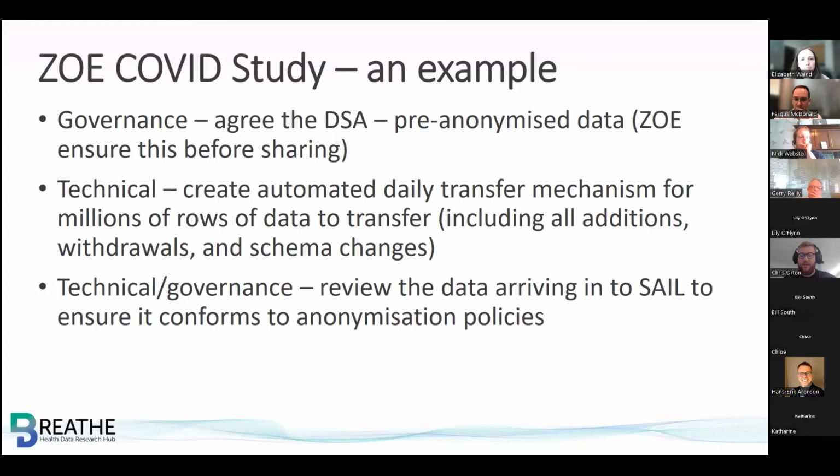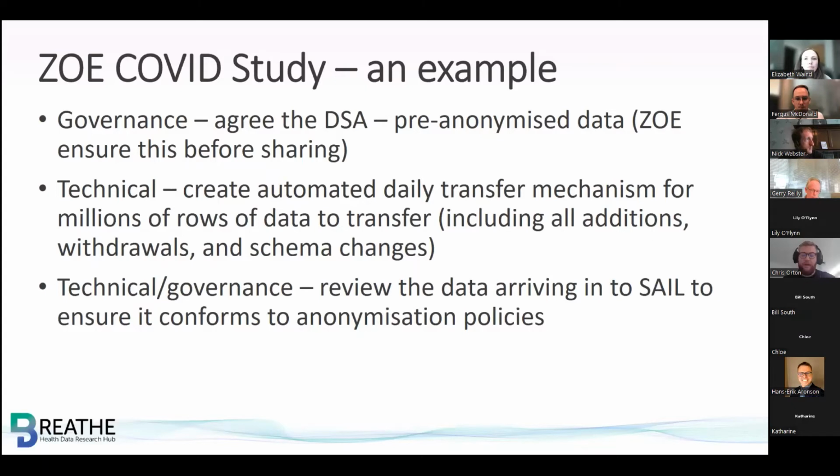In terms of the technical aspect, this data set was rather large. There were obviously millions of people contributing to this, and we had to create an automated daily transfer mechanism for millions of rows of data to come into us. And the reason it was done daily was to ensure that anybody who removed their consent, or anybody that added themselves to the study by downloading the app, and any new variables that came in, could be changed on a daily basis to ensure that it was as up to date as possible when it was being given to those who were doing the research.